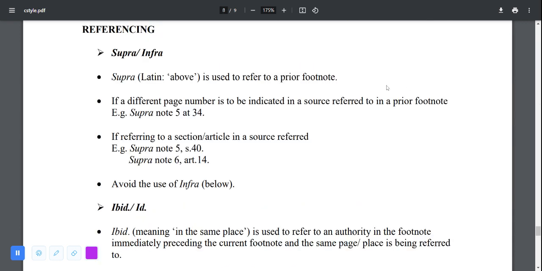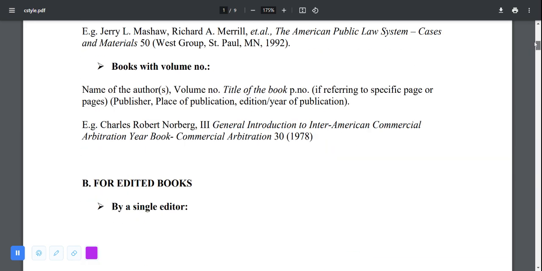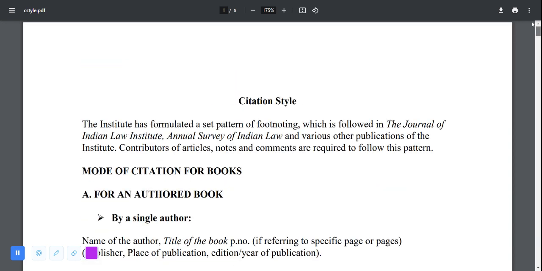Okay, so you know a bit about supra and ibid. Oh, okay, then no issue. So that's what we had to teach you, and if you have any question you can ask me. Good. So now you can start writing your article, and I will tell you what we check when we grant publication. What we check generally.